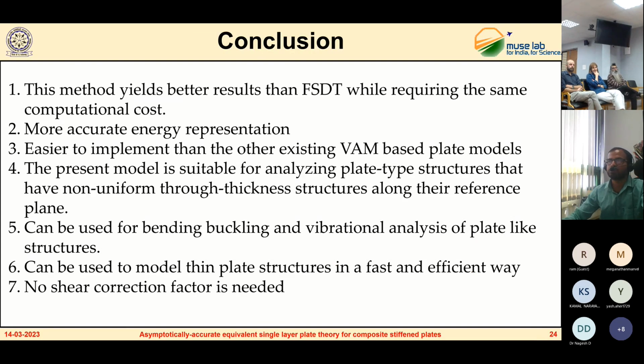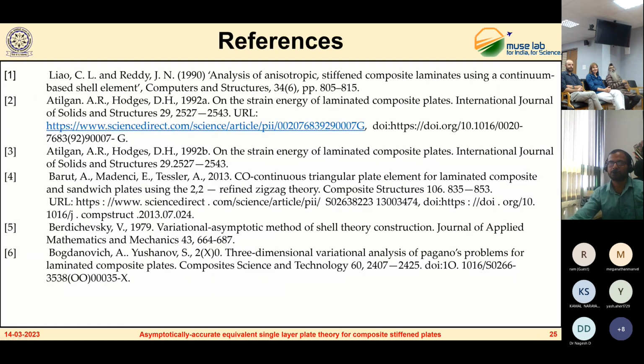Conclusively, we can say that the present plate model gives better results than the FSDT plate model, and however it requires the same computational cost. Also, in the present model, we do not require any shear correction factor, and this model can be used for the analysis of plate type structures in a fast and efficient way. Also, this type of plate model can be used when there is a variation in the structure in the thickness direction. So this is all that we have done. Here are the references.